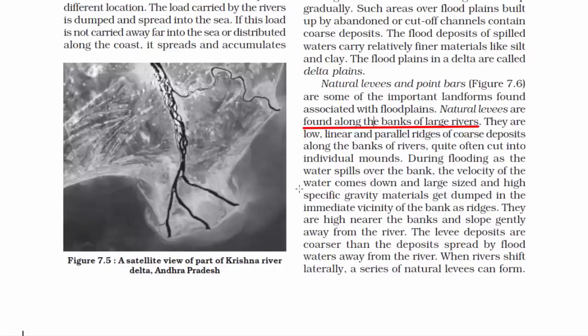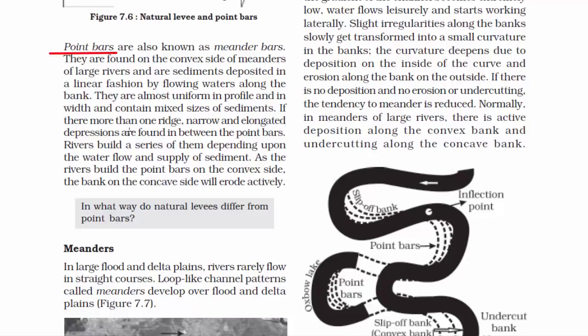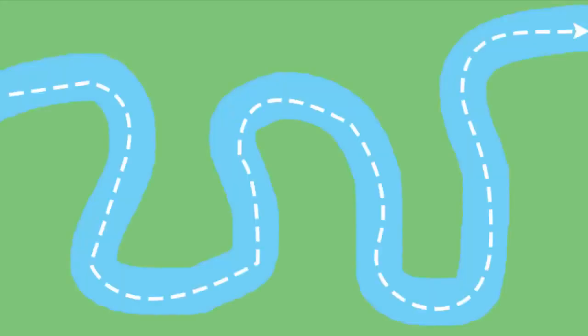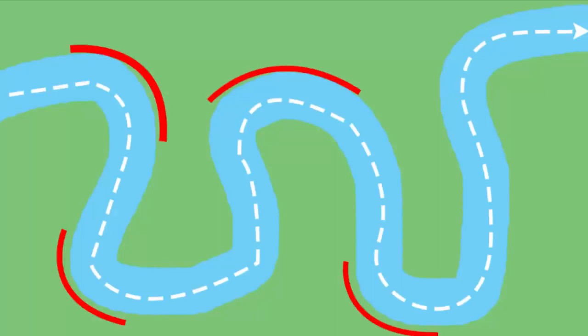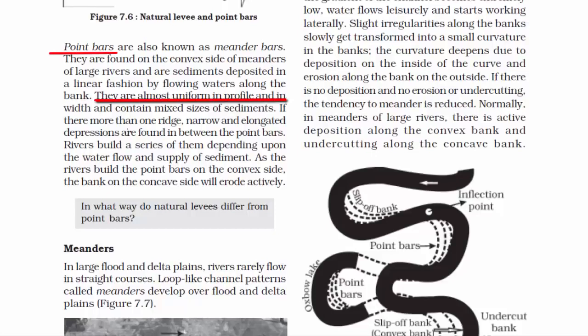We have covered floodplains, natural levees, now it's point bars. Point bars are also known as meander bars. They are a depositional feature made of alluvium that accumulates on the inside bend of streams and rivers. So look at this diagram. When a river or a stream flows, it forms meanders. The highest energy is near the outer edge of the river bank. The stream energy is much lower on the opposite side, that is the inner side. Here it cannot carry as much sediment and becomes depositional. This is how it goes on to form point bars. They are almost uniform in profile and in width and contain mixed sizes of sediments.